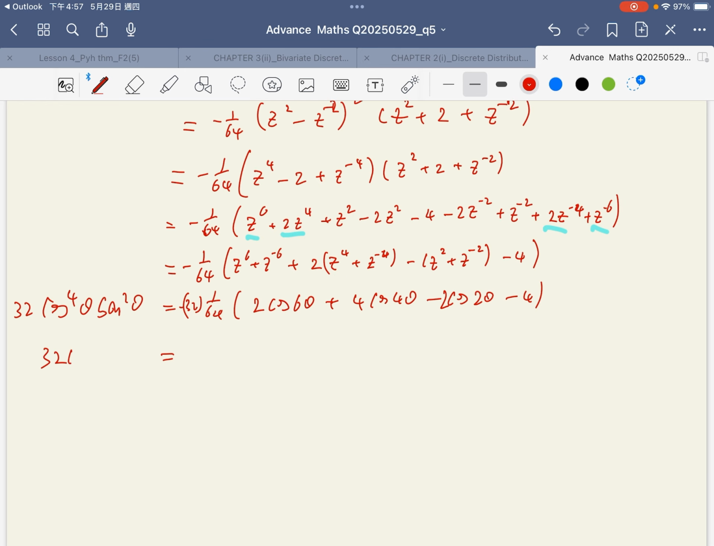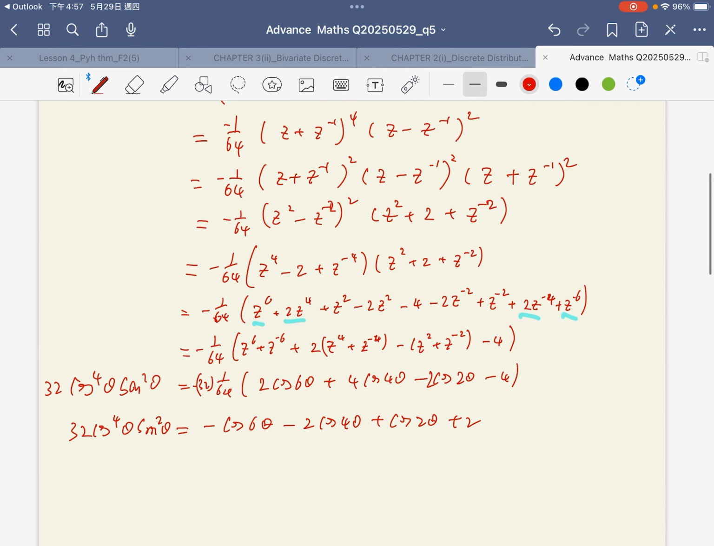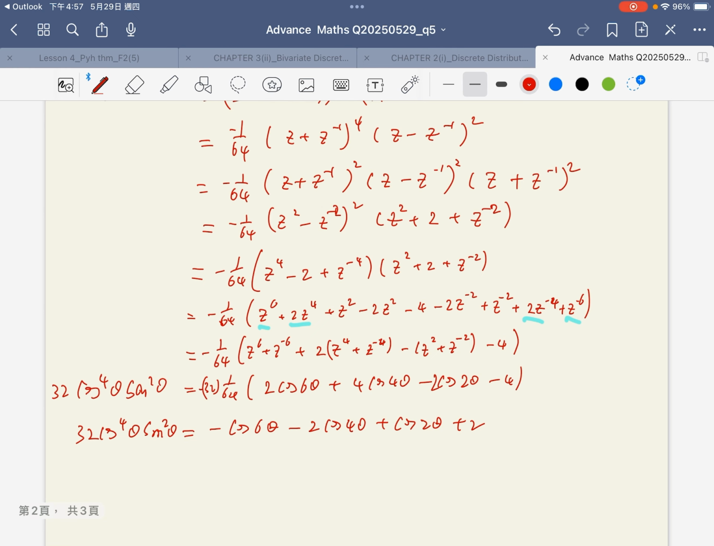So 32 cosine to the power 4 theta sine to the power 2 theta equals 2 plus cosine 2 theta minus 2 cosine 4 theta minus cosine 6 theta. All the terms are correct. That's the final result of this equation.